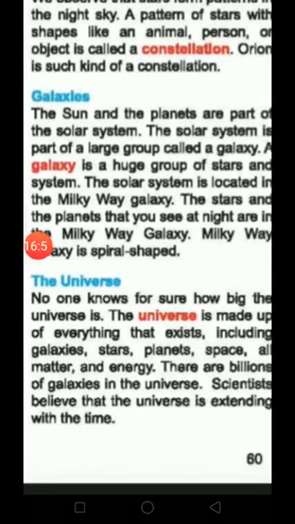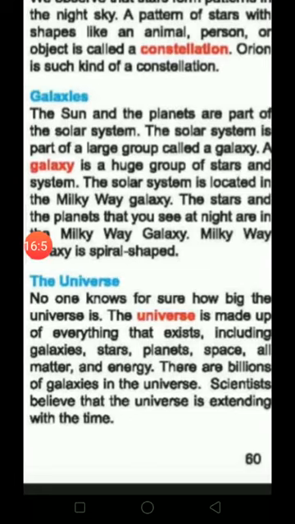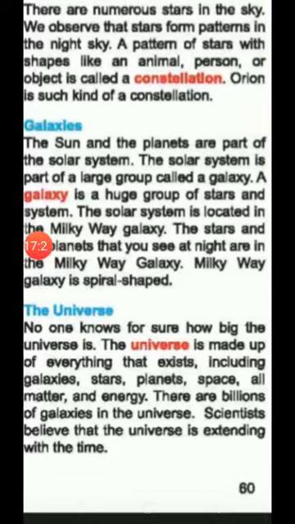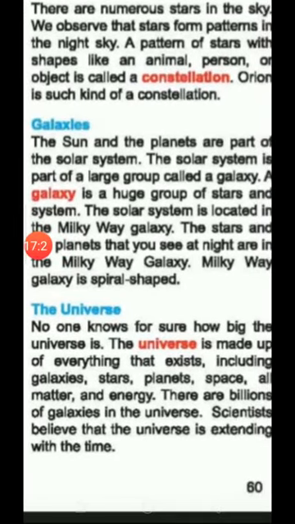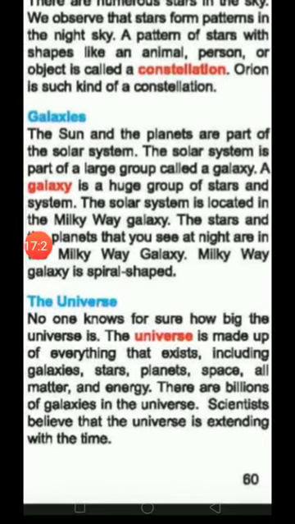Next one is galaxies. I told you that we are living in the solar system. Our planet Earth remains in the solar system, and crores and lakhs of solar systems are present in another big system, and that big system is known as a galaxy. Our solar system is present in that system known as a galaxy. So the sun and the planets are part of the solar system. The solar system is part of a huge large group called a galaxy.